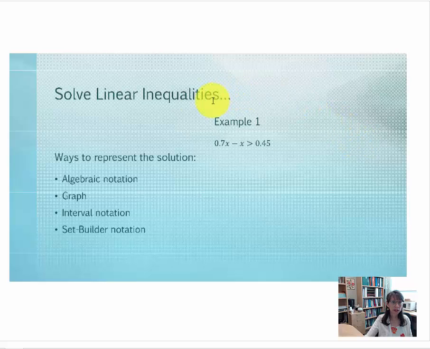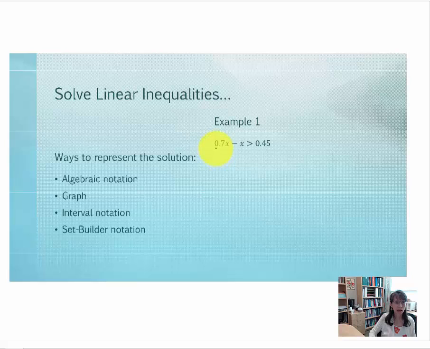To solve linear inequalities, we're going to find that there are a variety of ways to display our final answers. So we are going to work through the inequality to solve it, and when we get x compared to some number, that is going to be the algebraic notation automatically. From there, I'll show you how to graph your answer on a number line, how to write the interval notation, and finally how to use the set builder notation to display our answer.